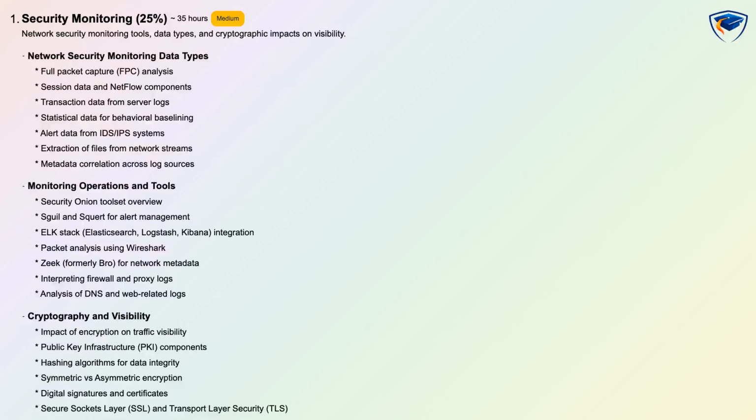skills. Security monitoring, 25%, focuses on network security monitoring tools, data types, and cryptographic impacts on visibility and is rated medium with about 35 hours of study recommended and conceptual plus scenario-based assessments. You will learn to analyze full packet captures and session data, interpret NetFlow and transaction logs, correlate metadata across sources, and extract files from network streams. The domain also covers monitoring tool sets like Security Onion, Splunk, ELK, Wireshark, and Zeek, and explains how encryption, PKI, TLS, and hashing affect visibility and investigative capability.